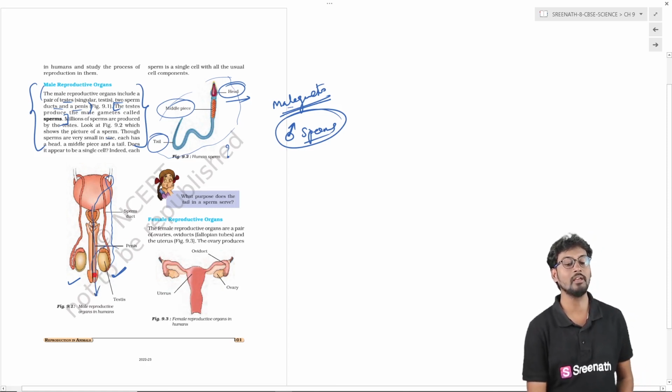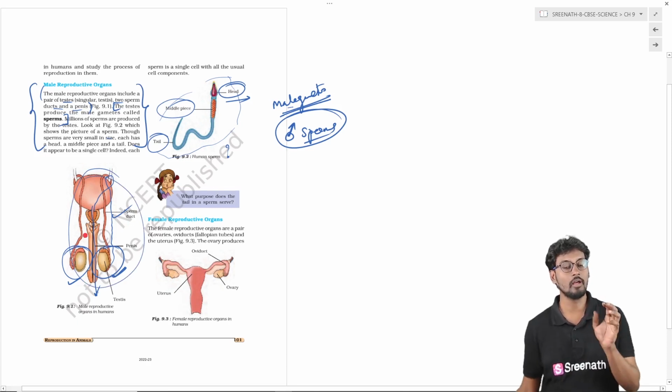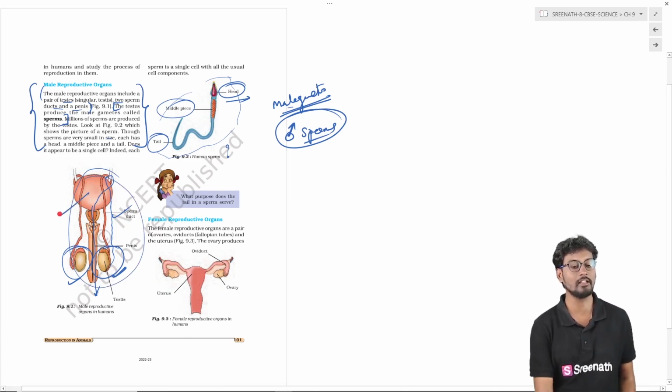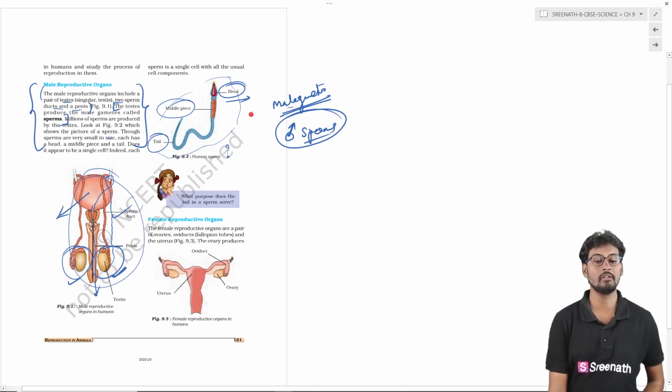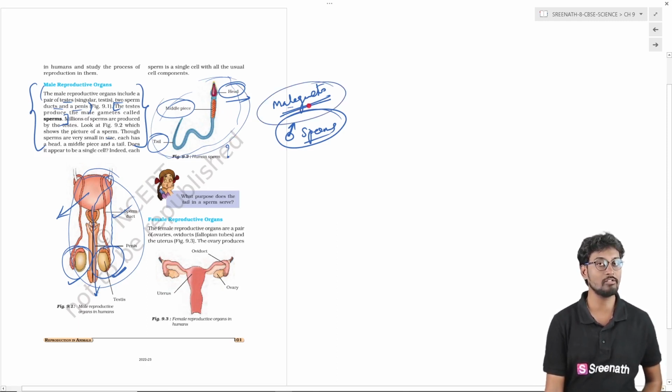So the male has a pair of testes, a pair of sperm ducts, and a single penis. This entire arrangement along with the prostate gland is called the male reproductive system. The sperm is a single cell, called the male gamete, and it carries the genetic material, that is the DNA or the nucleus present within the middle piece of the sperm.